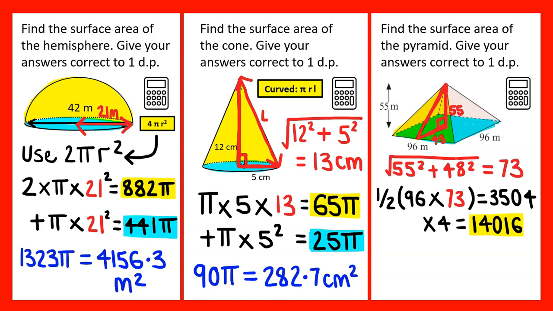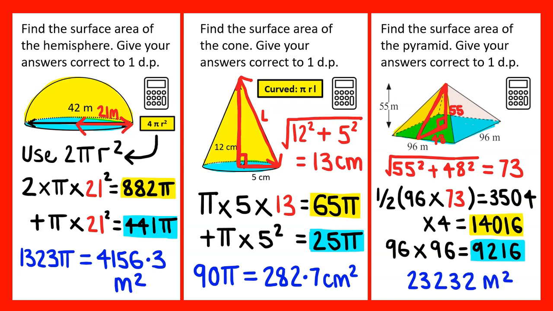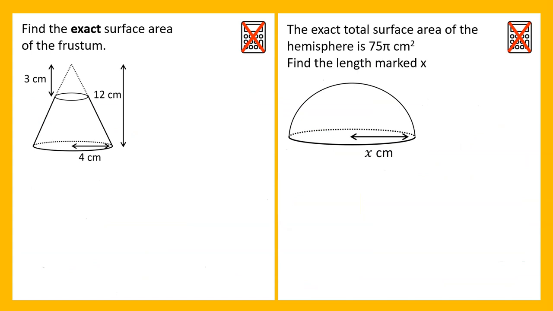14,016. And then to finish off with, I need to find the area of the square base, which is 96 squared, or 96 multiplied by 96, and is 9,216. These can be added together to give me the total surface area, 23,232 meters squared. On to the intermediate questions with an increase in difficulty.